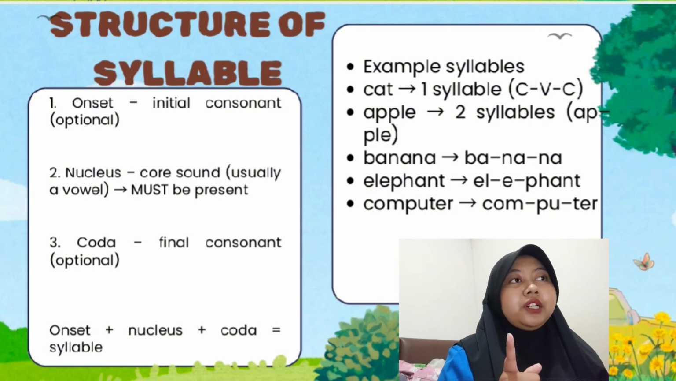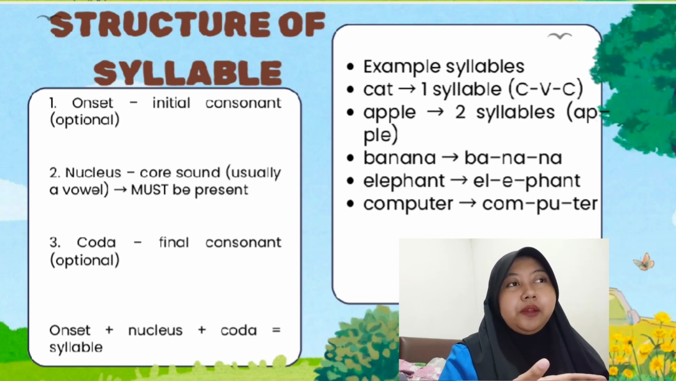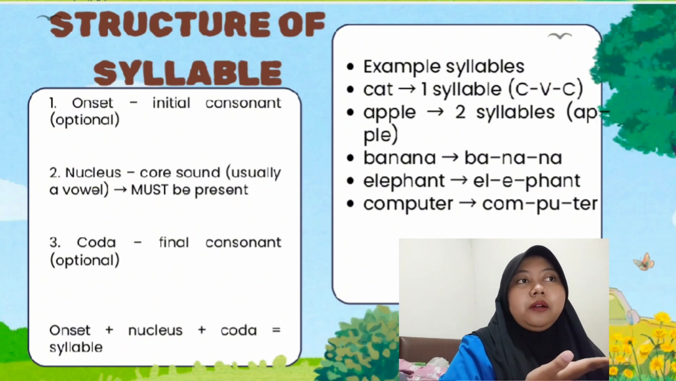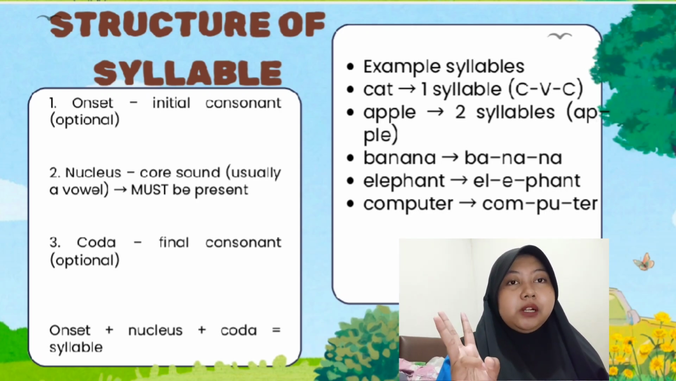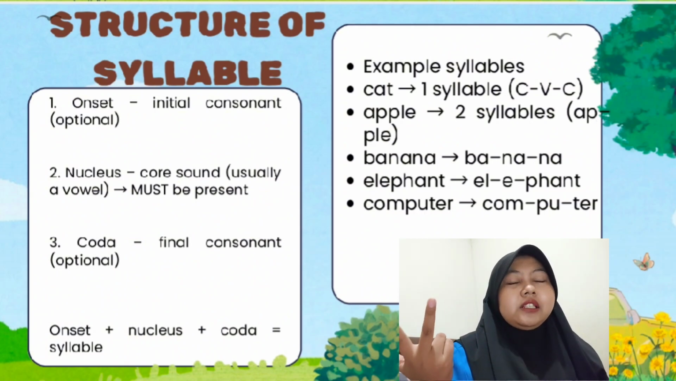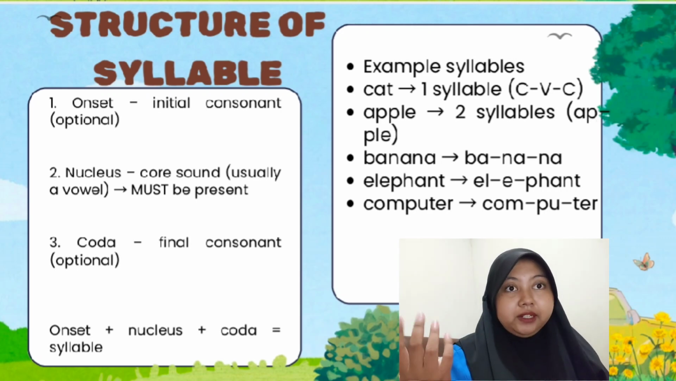For example, the word cat has only one syllable with the pattern C, V, C. And then the word apple has 2 syllables, like ap-ple. And the word banana consists of 3 syllables. It is ba-na-na. And similarly, words like elephant and computer contain several syllables.